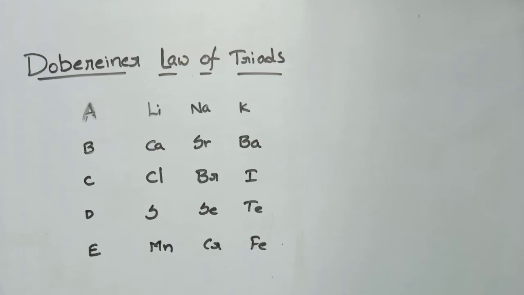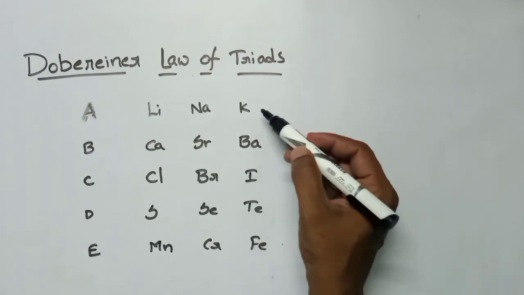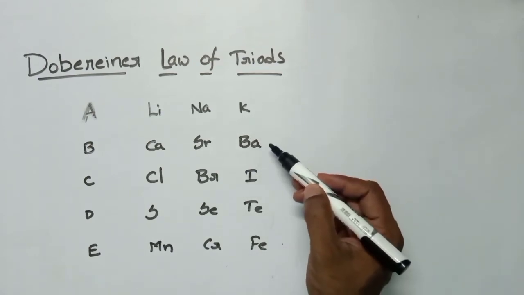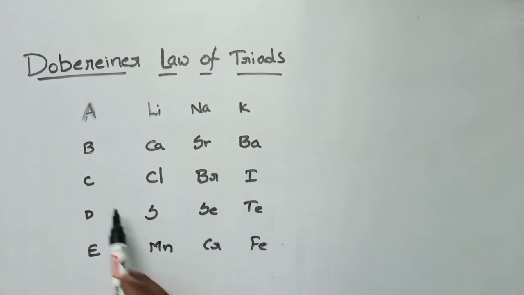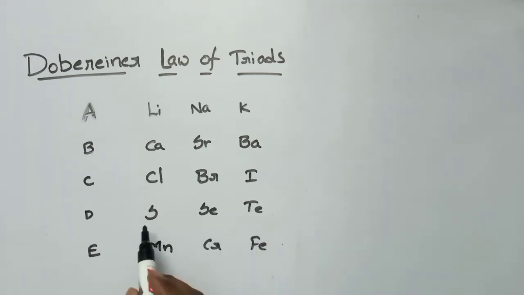Remember the elements and groups present in Dobereiner's classification. In the first group he kept lithium, sodium and potassium. In the second group he kept calcium, strontium and barium. In the third group he kept chlorine, bromine, iodine. In the fourth group, sulfur, selenium and tellurium. And in the fifth group he kept manganese, chromium and iron. So we have to remember all these groups. Why? Because they ask so many questions in your examinations.